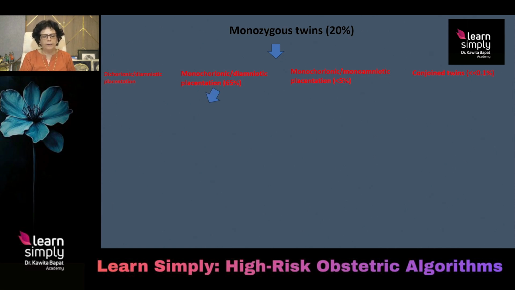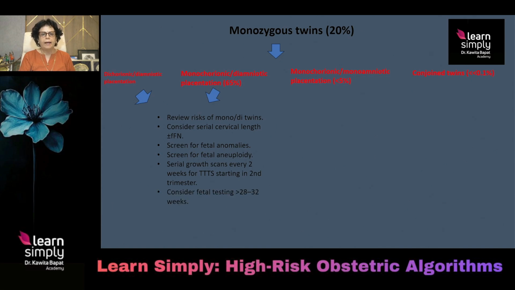Now the monochorionic diamniotic, it's 65%. Review the risk of mono-di twins. Consider the serial cervical length. Screen for the fetal anomalies. Screen for fetal aneuploidy. Serial growth scans every 2 weeks for TTTS, twin transfusion syndrome, starting in the second trimester. And consider fetal testing from 28 to 38 weeks. And then consider elective delivery at 34 to 37 weeks.